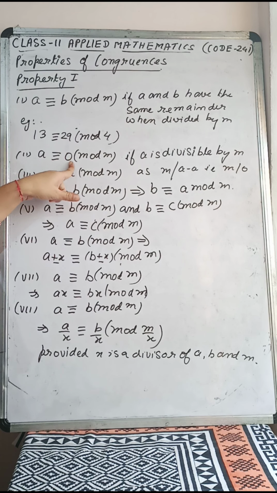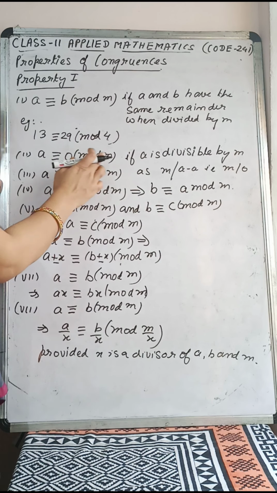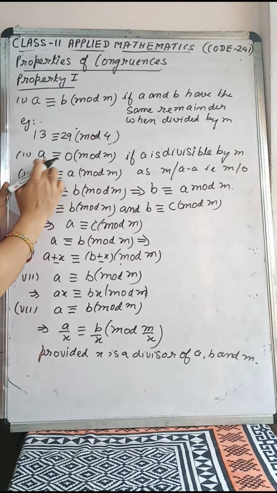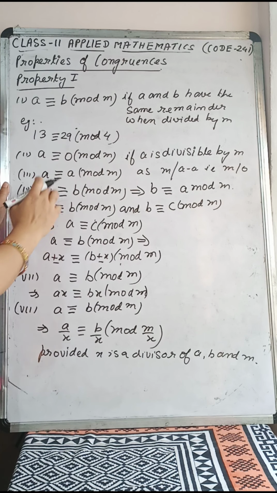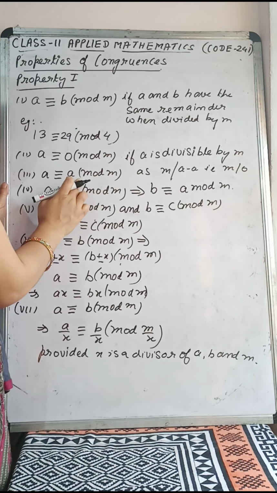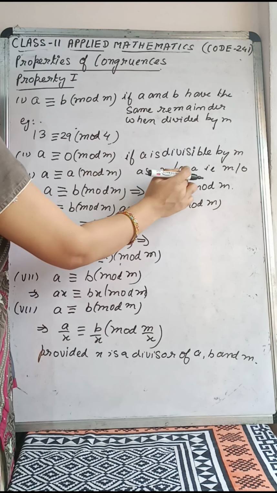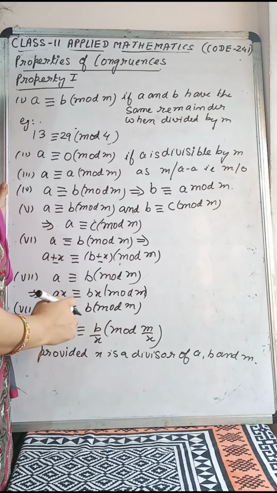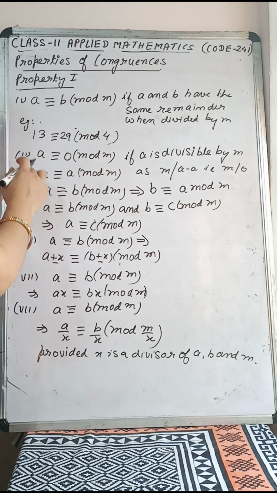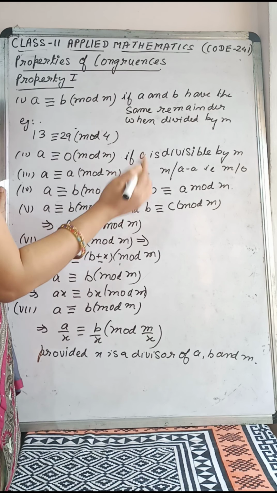A is congruent to 0 modulo M. Clearly, if A is congruent to 0 modulo M, then obviously A is divisible by M, because A minus 0 equals A only. A is congruent to A modulo M, as M divides A minus A, that is M divides 0.